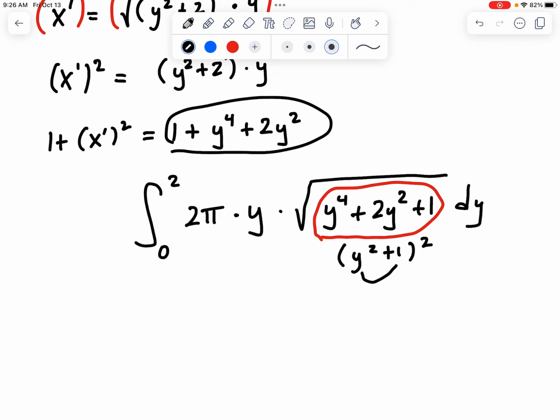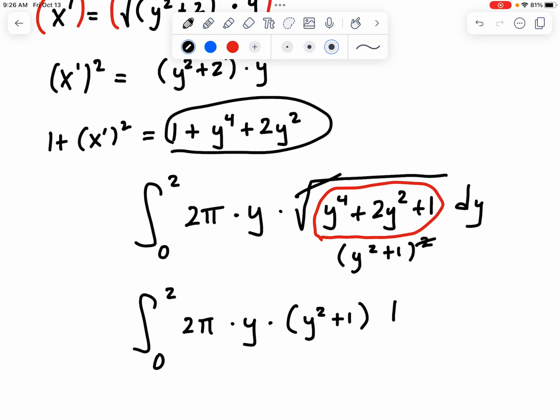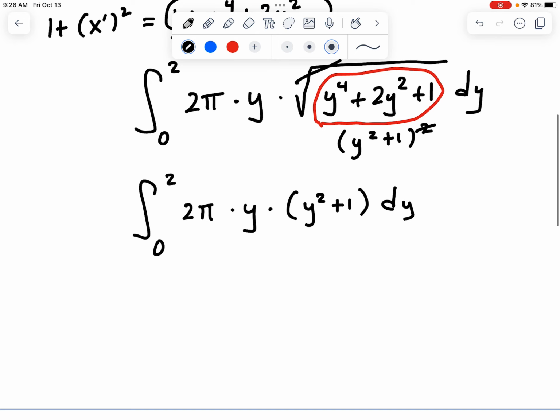Which is really good news because that thing is then inside the square root. So the square is going to get canceled. So we're left with integrate from 0 to 2, 2 pi, and then y. And once the square and the square root cancel, then there's just parentheses, y squared plus 1. And then one more step of algebra, and that would be just distribute the y. So then there would be y cubed plus y.